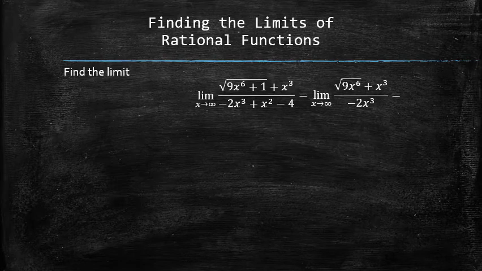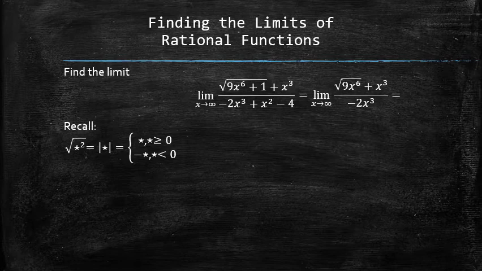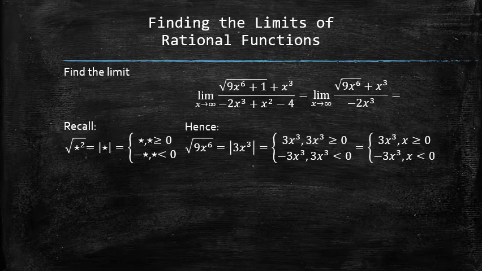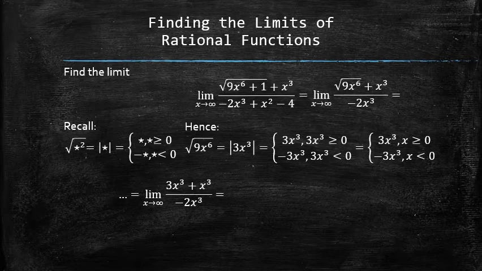Now let's recall the square root property, which says that the square root of something squared is the same as the absolute value of that expression. Therefore, the square root of 9x to the power 6 is the same as 3x to the power 3 when x is greater than or equal to 0, and the opposite of that otherwise. In our case, x approaches infinity, so naturally x is positive. Therefore, we replace the square root of 9x to the power 6 with 3x to the power 3.